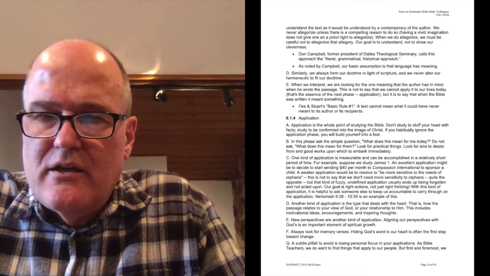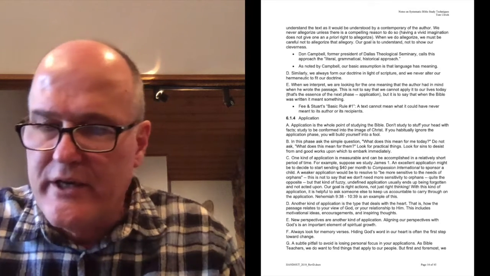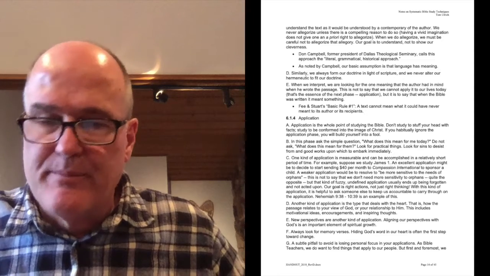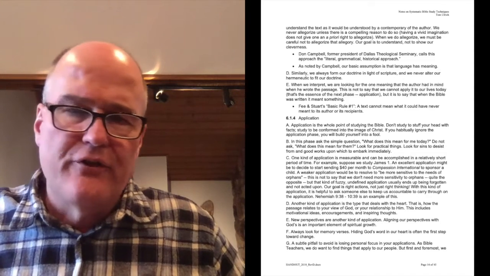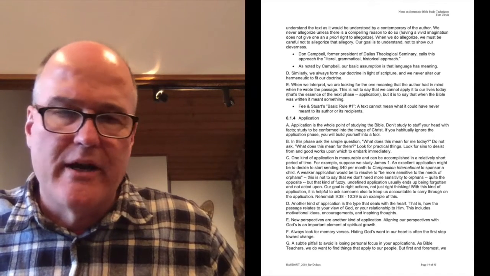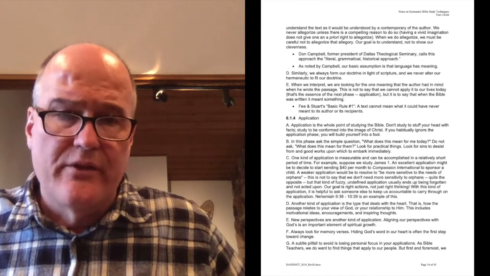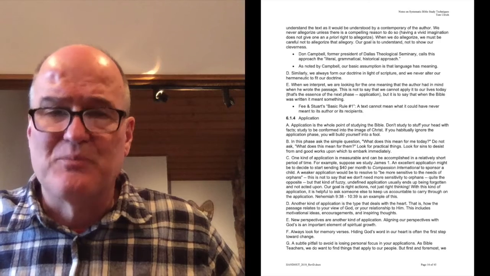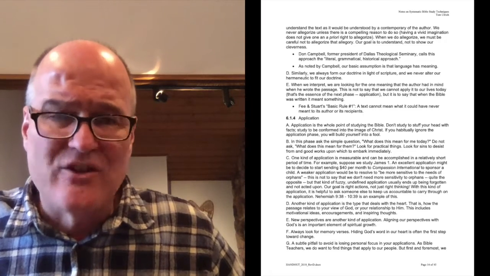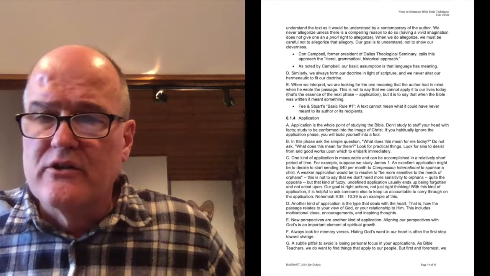And again, when we interpret, so this is point E on the top of page 14, we're looking for the one meaning that the author had in mind when he wrote the passage. That's key, right? He was trying to say one thing. Now, there may be several implications, but he was trying to say one thing. What was he or she trying to say?